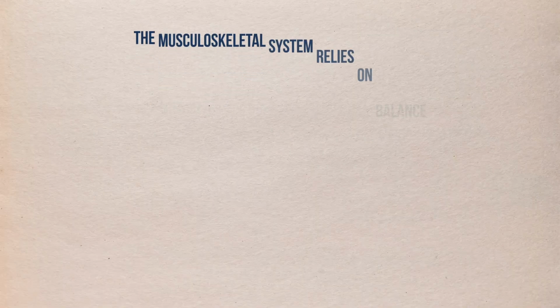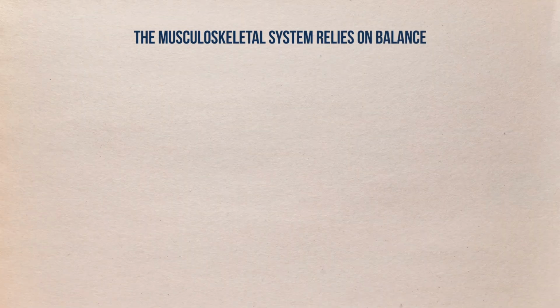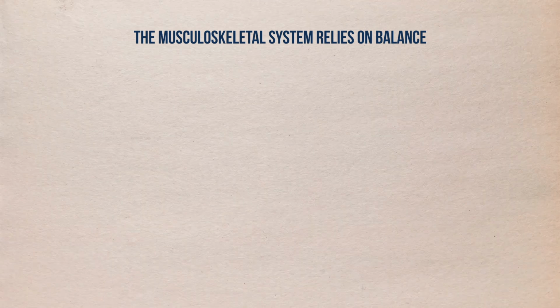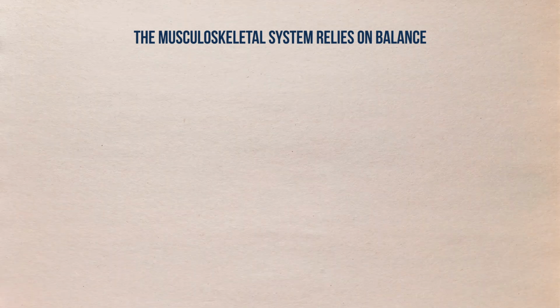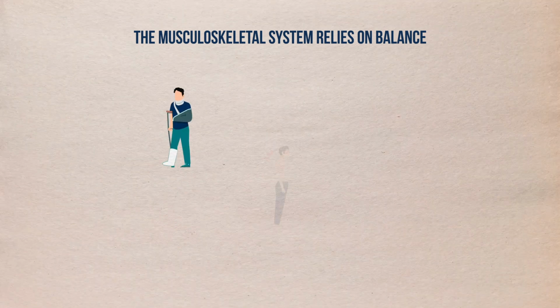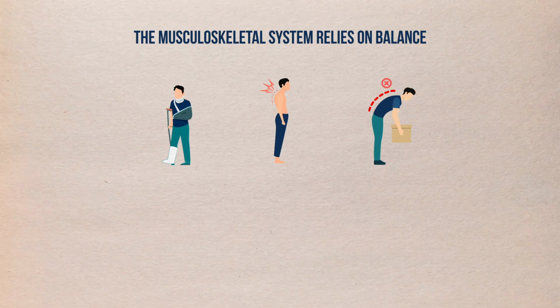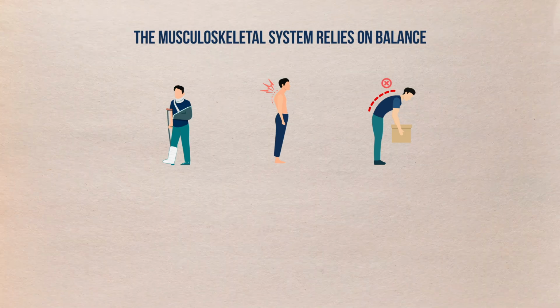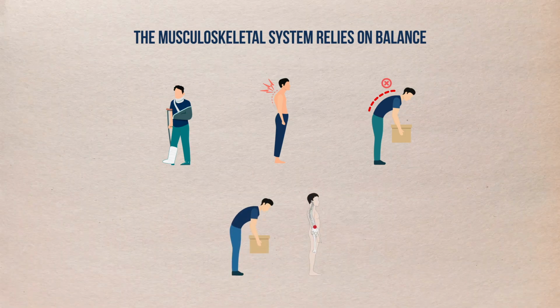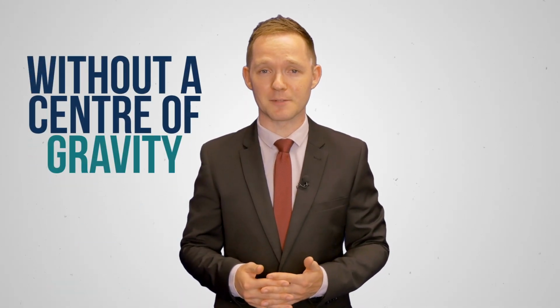The musculoskeletal system relies on balance. If any aspect of the musculoskeletal system is unbalanced due to injury, disorders, or poor posture, the system has to rebalance itself to maintain a center of gravity. We can't stand upright without a center of gravity, and this is where the problem lies. To rebalance, the musculoskeletal system will make use of other parts of the system to compensate for the imbalance.